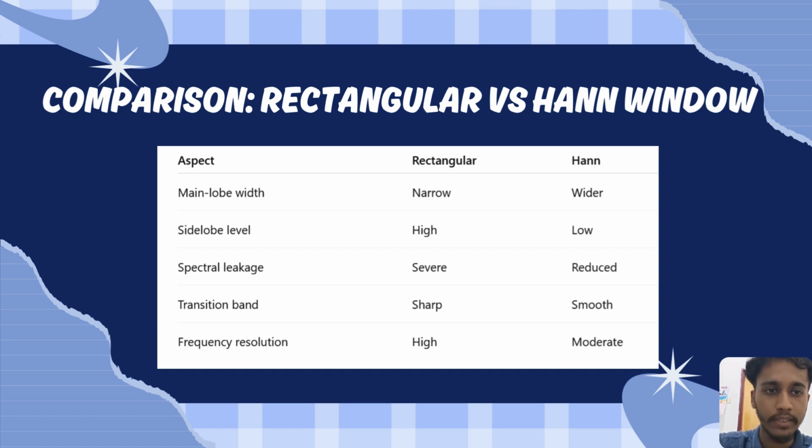However, when we look at the side lobe level and spectral leakage, we can see that the rectangular window is high and severe, meaning it creates a lot of noise. On the other hand, the Hann window is low and reduced. This means the Hann window is much quieter, cleaner and more stable. So we can say that the rectangular window gives us high frequency resolution, and the Hann window gives us a smoother and more stable result with less interference.